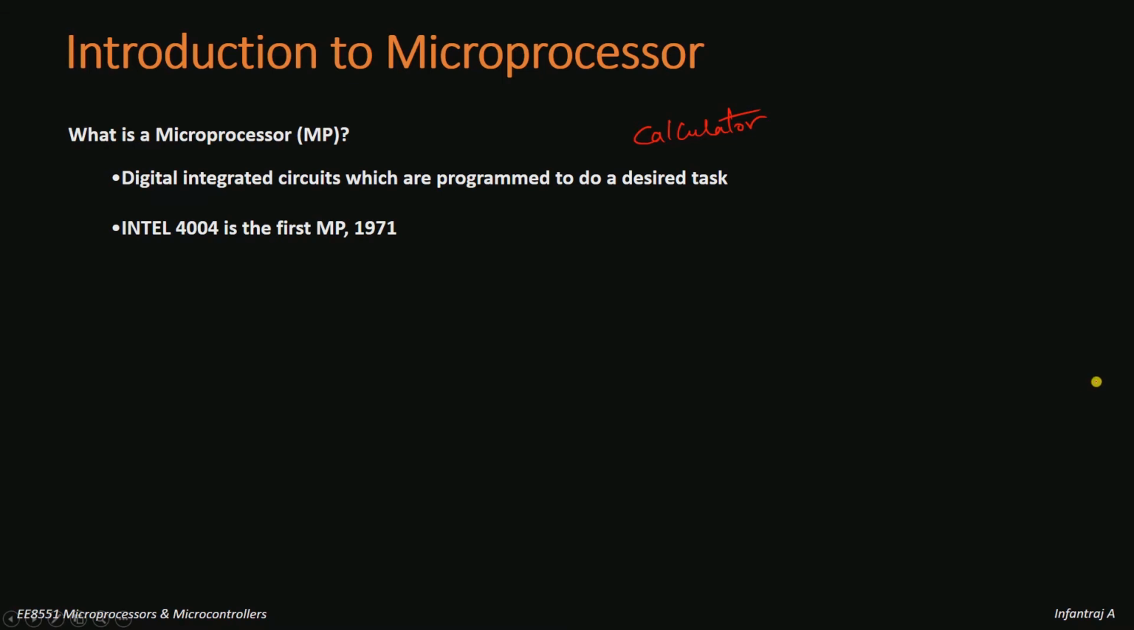Those kinds of systems have a central processing unit which we call a microprocessor. So basically, it is a computation device. After the 1960s, after integrated circuits came into the picture, in the year 1971, Intel introduced the first microprocessor, called the Intel 4004. This microprocessor is very primitive, it's a 4-bit microprocessor.